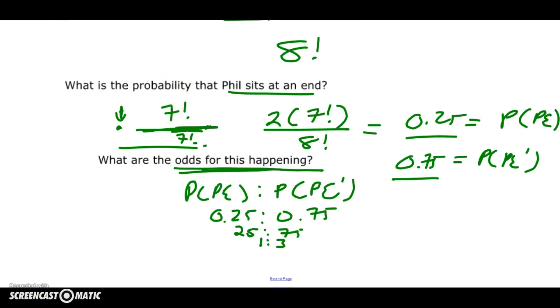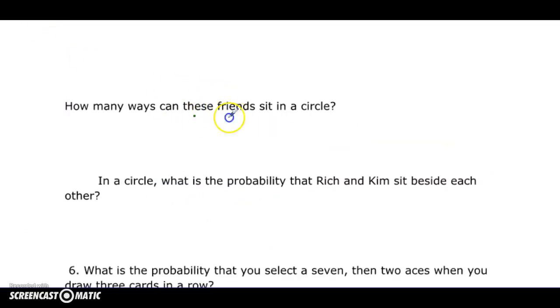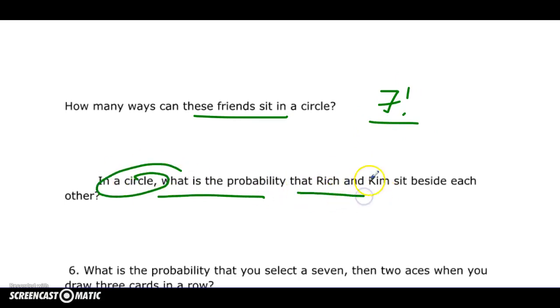Okay, next up, let's keep going. How many ways can these friends sit in a circle? There were 8 friends, I believe. So it's 8 minus 1, 7 factorial ways to sit in a circle. In the circle, how many ways can Rich and Kim sit beside each other? Remember this, when Rich and Kim want to sit beside each other, we line them up. Okay, so there's 2 ways to line them up, or 2 factorial ways to line them up.